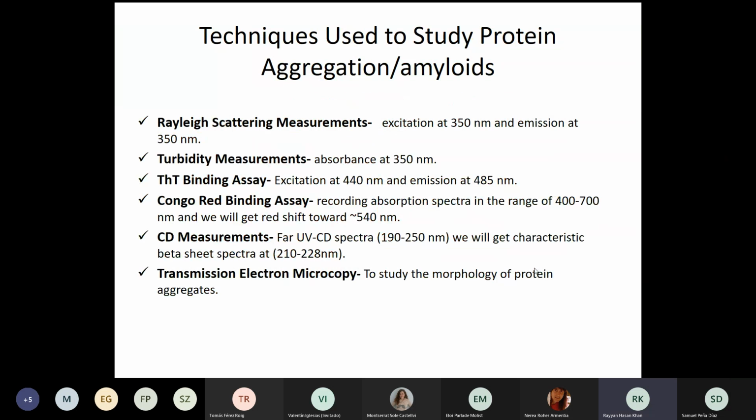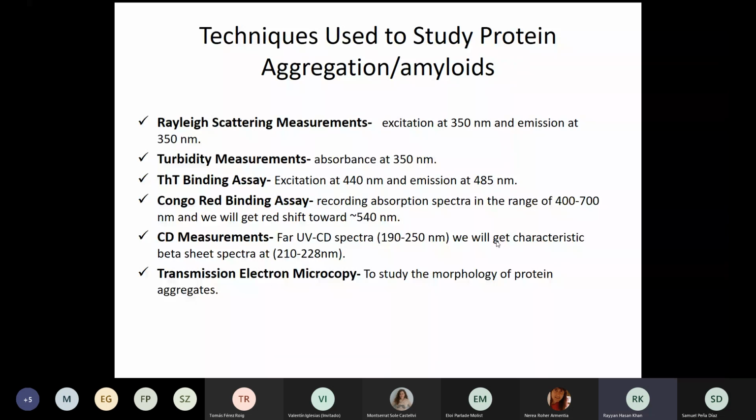The techniques that I'm going to use in my presentation are Rayleigh scattering, which is fluorescence based, where we excite at 350 nanometer and take the emission at 350 nanometer; turbidity measurement, which is spectrophotometric based; and two dyes used for the characterization of amyloid, the ThT binding assay and Congo red. CD measurement is performed to characterize the formation of beta sheet structure, which gives a negative peak confined between 210 and 228 nanometer. Transmission electron microscopy is used to study the morphology of the protein aggregates.